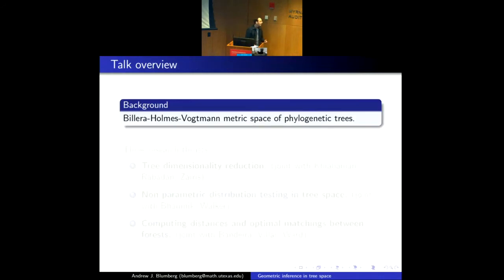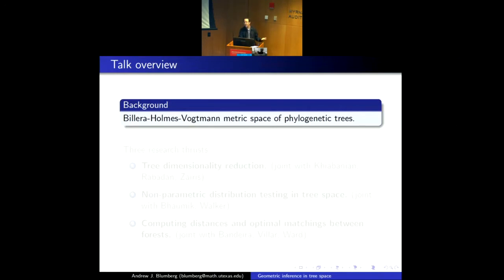So the overview for the talk and the background for this is that there's very celebrated work of Billera, Holmes, and Vogtmann, which produces a distance between phylogenetic trees and organizes them into a metric space and demonstrates that you can do certain kinds of geometry, that this distance imposes geometric structure. And what this talk is really about is trying to exploit this for scientifically relevant inference.